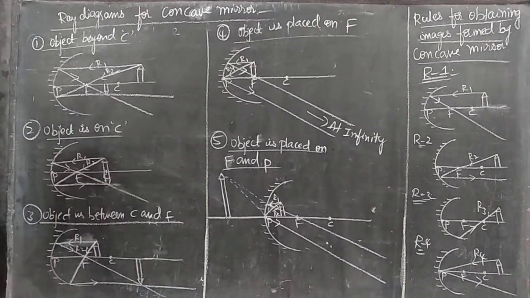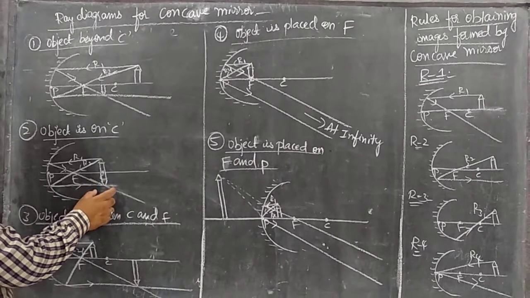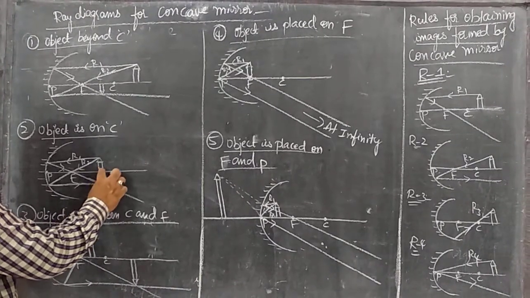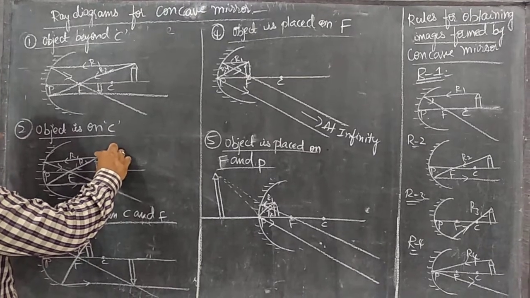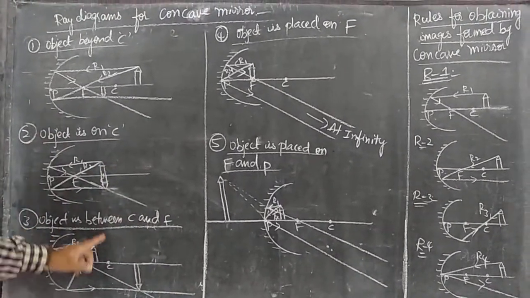So what is the nature? The nature of this image is real, inverted, position on C, and the size is the same compared to the object. What is the size of the object? That is the size of the image. Let us go for the third case.